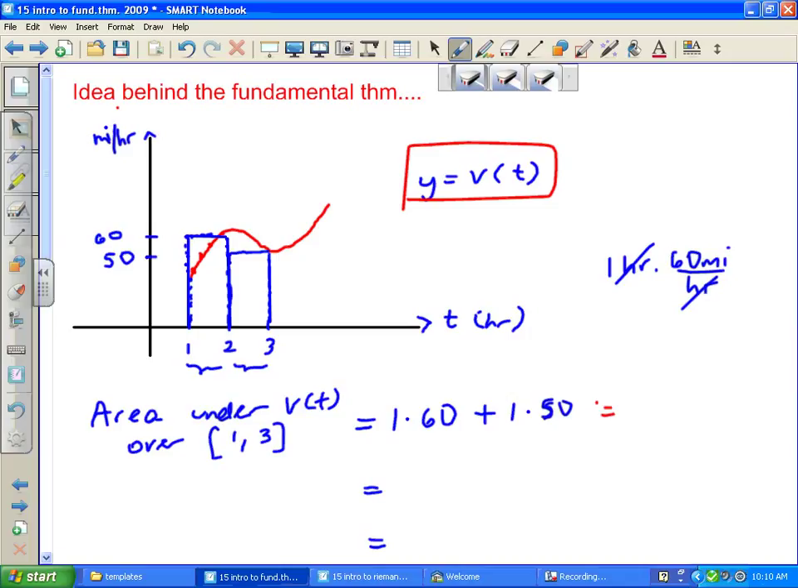So what are we getting then? We're getting 110, right? So what does this 110 represent once again? Total distance traveled from where to where? From the first hour to the third hour. So total distance traveled. And one way to represent that would be like this. Remember our s of t function, which represents distance traveled, the total distance traveled up to a point t. So I can represent it like this. S of 3, this is miles traveled in 2 hours, from the first hour to the third hour. I can represent it like this: S of 3 minus S of 1.